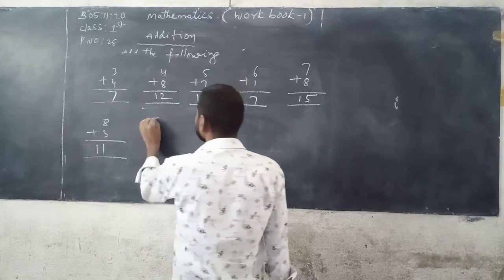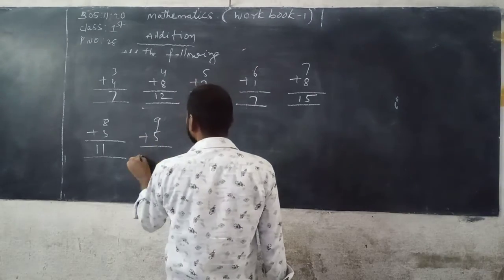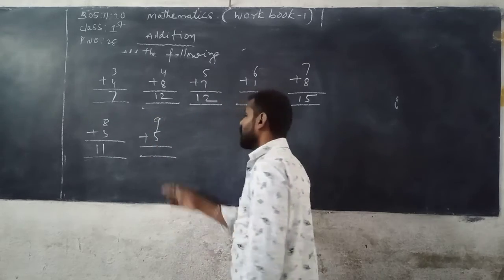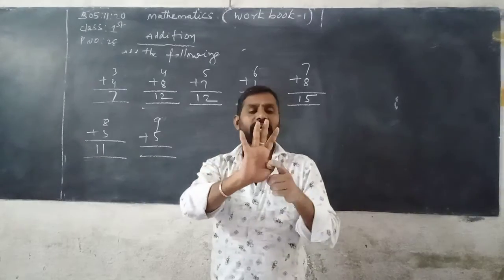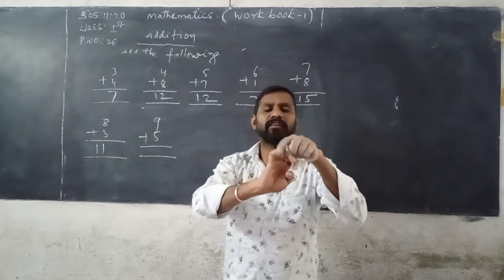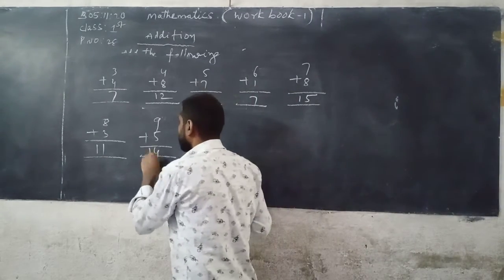9 plus 5. Keep the bigger number 9 in your mind and take 5 fingers in your hand. You can count 9, after 5 fingers, 10, 11, 12, 13, 14. Sum is equal to 14.